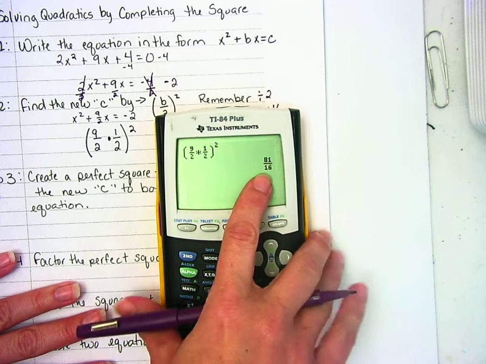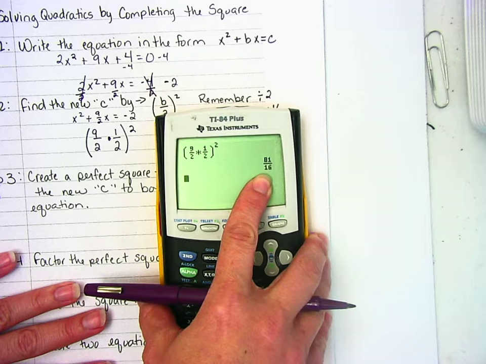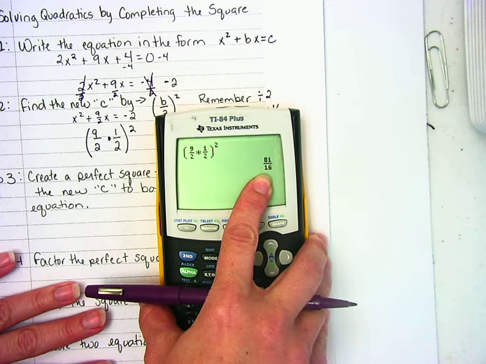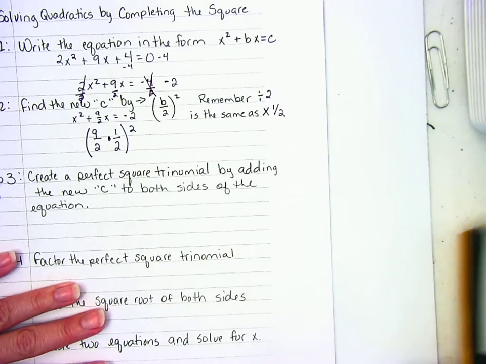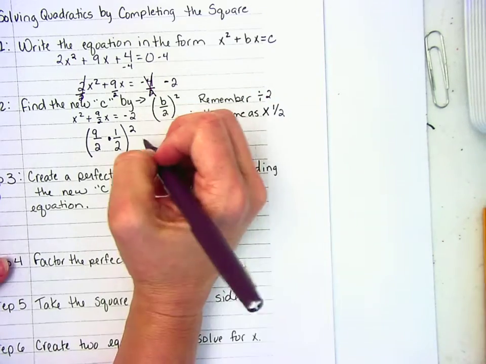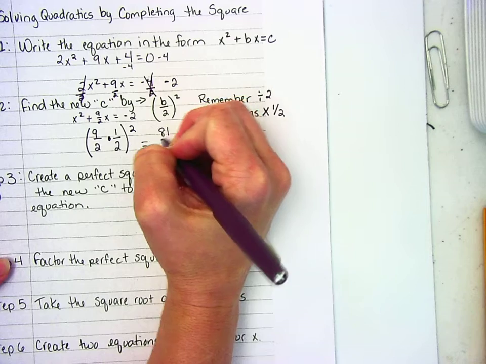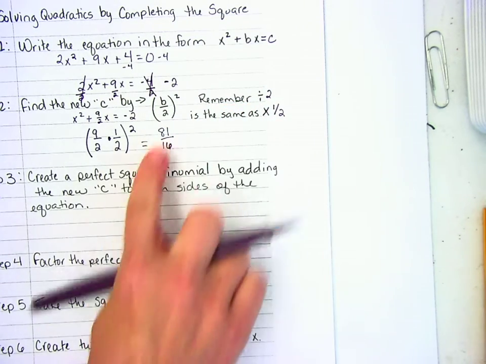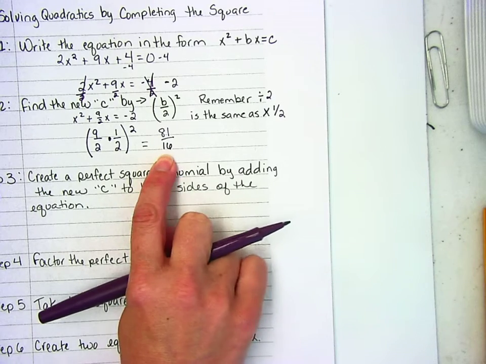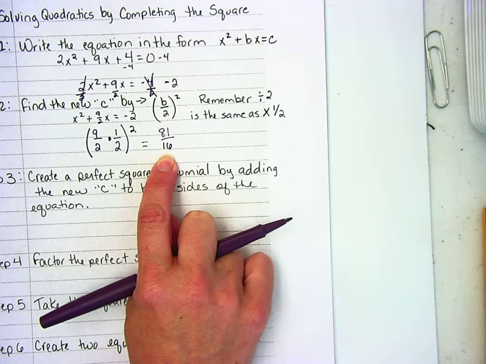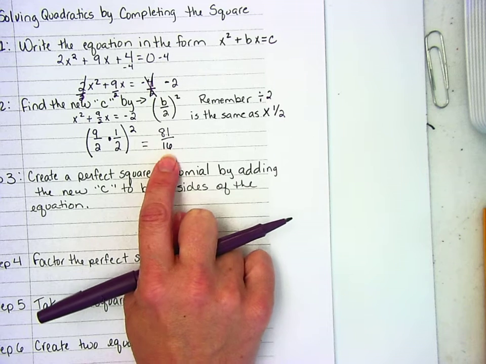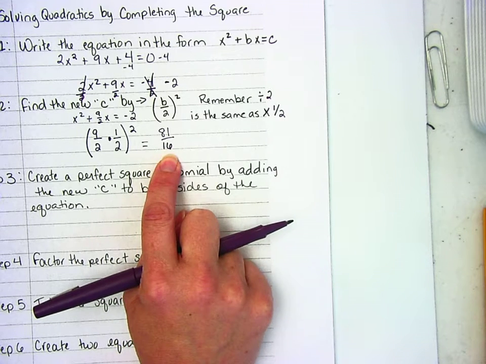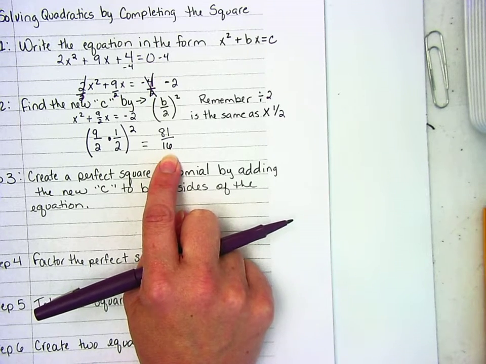That number is now going to be my new c. But if I bring it into the left side of the equation, I also need to bring it into the right side of the equation. Okay, so let me write down that 81 over 16. Someone asked me if I need to simplify this. You shouldn't be able to simplify these at this point unless you get a whole number, but leave it as is. It's okay to leave it as an improper fraction. I don't want to see any mixed numbers. I don't want to see any decimals.